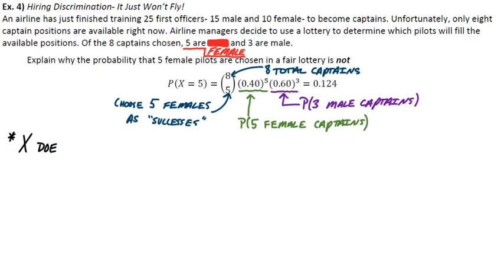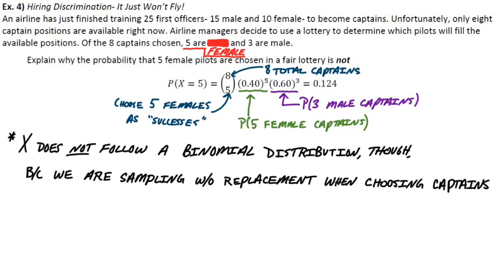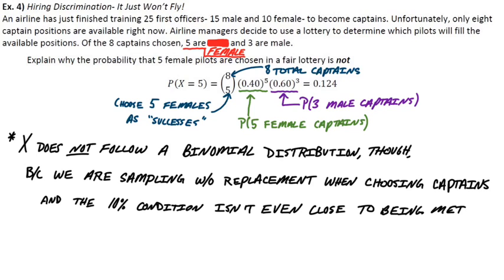And the reason being is X doesn't follow a binomial distribution. Why is that? Which condition does it fail? Well, it's sampling without replacement each time. So we can say it doesn't follow a binomial distribution because we're sampling without replacement when we're choosing captains, right? You can't be chosen as a captain twice. Okay, well, how about the 10% condition? Would that work in this case? And actually, no, the 10% condition doesn't even come close. So we can't say that this thing is even approximately binomial. So this thing is not valid.